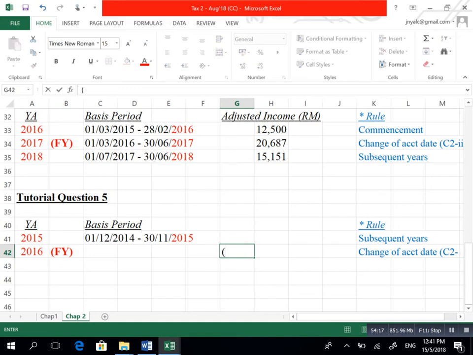Alright, so 8 months. Start from 1st December 2015. And 8 months means December, January, February, March, April, May, June, July. Is it 8 months? So you end on July, 31st July 2016. Yes. Another 7 months, of course, will be immediately start from 1st August.